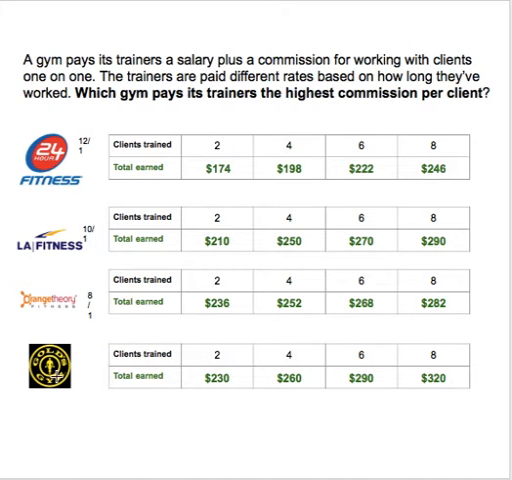So after doing that math, when we look at this, again, we ask the question, which gym pays its trainers the highest commission per client? And of course, it's Gold's Gym. So Gold's Gym has the highest. I'm erasing this for my next lesson. Hopefully you wrote that down, or maybe you went back and recorded some notes. All right.